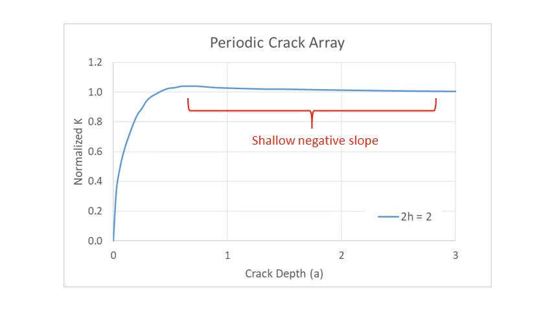Here we have the periodic crack array, and let me remind you that this analysis is for a semi-infinite body, so it's obviously not entirely appropriate for looking at a finite thickness pipe wall in an oil and gas pipeline. But here, when we look at that region of crack depth between 1 and 3, in this particular case, we have a very, very shallow slope, and in this case, it's a negative slope. So that becomes very, very important.